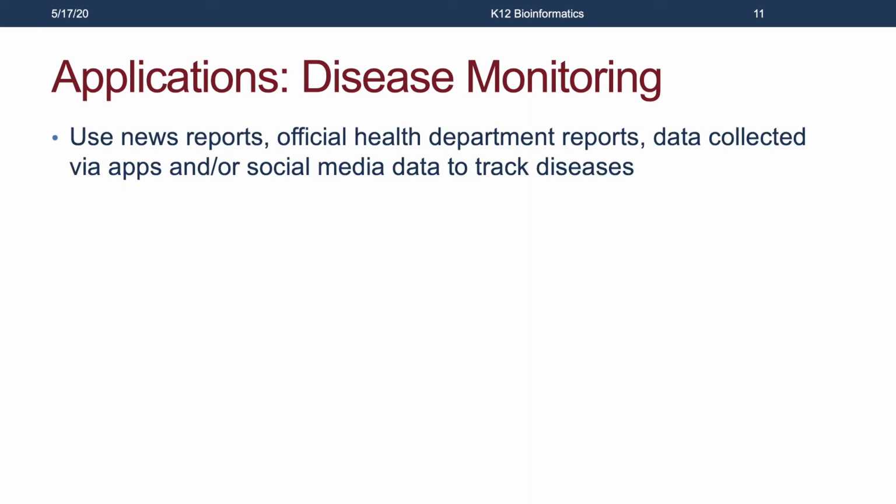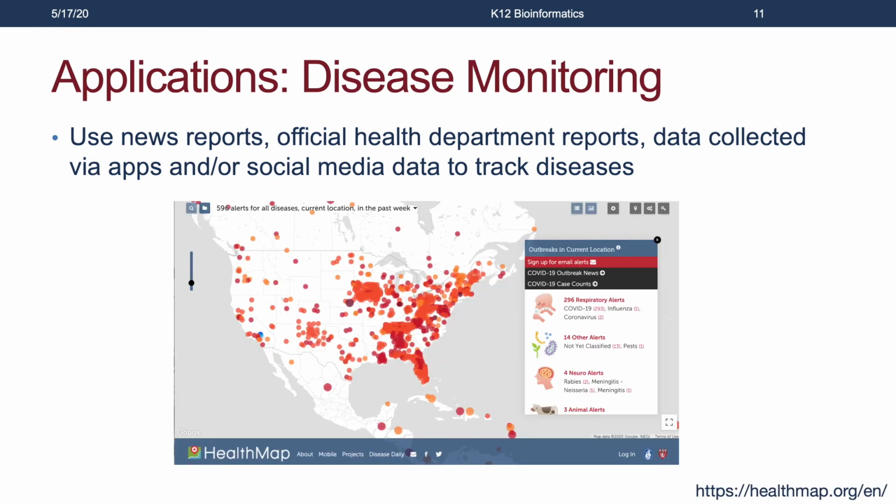The first application area I'll mention is disease monitoring. This involves the use of news reports, official health department reports, and data collected via apps and/or social media to track diseases. And here's an example of a website called healthmap.org. It collects data related to various diseases, with a focus on infectious diseases from around the world, and integrates them into one place. If you want to see what diseases are near you, you can use this app to go and see what's near you.